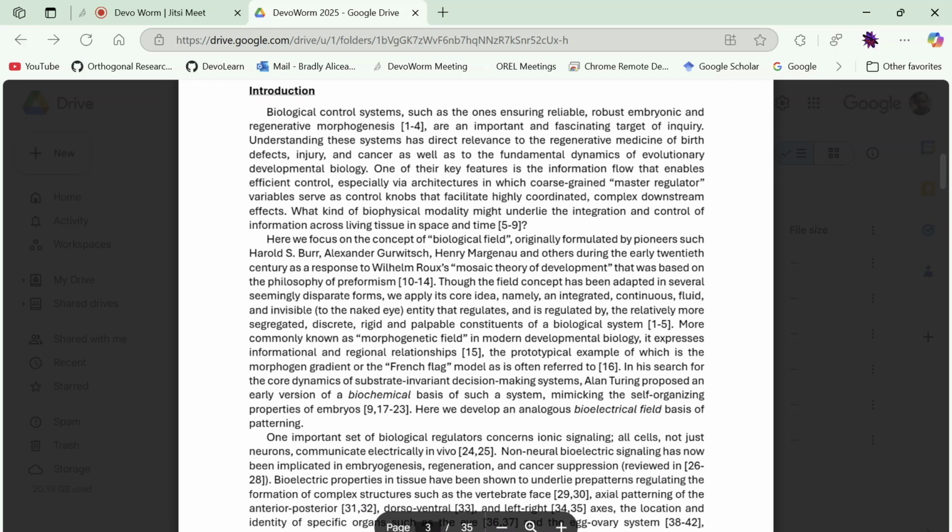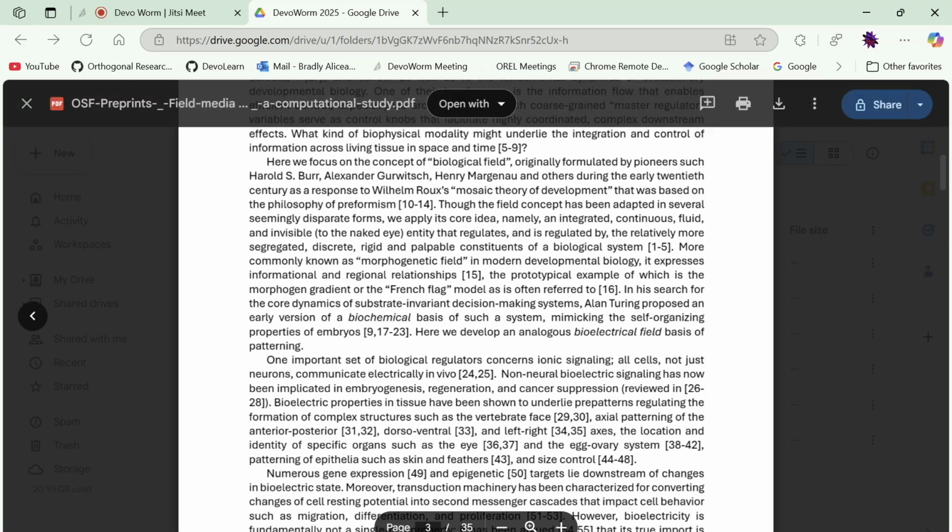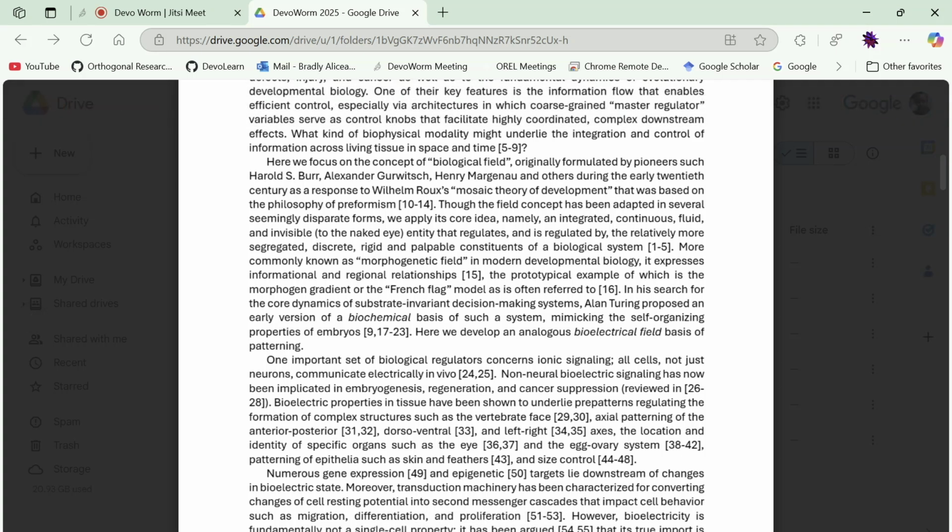This goes back many years, and there's this idea, more commonly known as the morphogenetic field. In modern developmental biology, it expresses informational regional relationships, the prototypical example of which is the morphogen gradient, or the French flag model, as it is often referred to. And then he brings up Turing, who, of course, was trying to find some sort of substrate invariant decision-making system, and he had this biochemical basis of such a system mimicking the self-organizing properties of embryos.